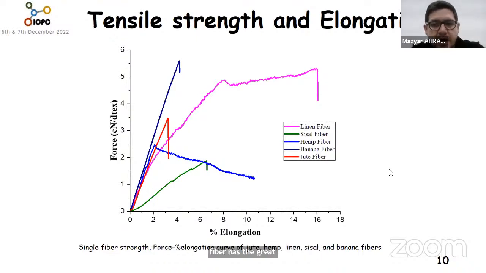Actually, the sisal fiber has a larger diameter of thickness than the other fibers, as demonstrated in the SEM examination. So as a result, it has a higher tensile strength as well. The hemp fiber has the smallest thickness and diameter among the fibers. It also has the worst tensile strength. And for linen fiber, we can say that it has a slightly higher thickness than hemp fiber, so it exhibits a slightly better tensile strength.